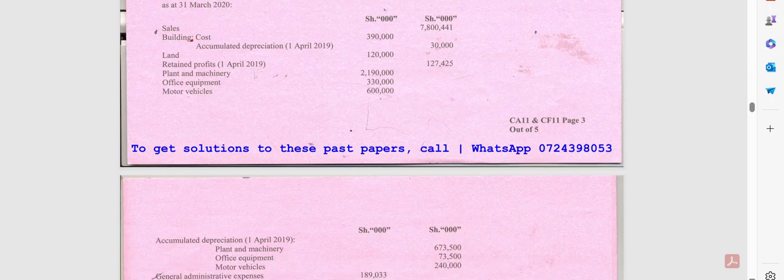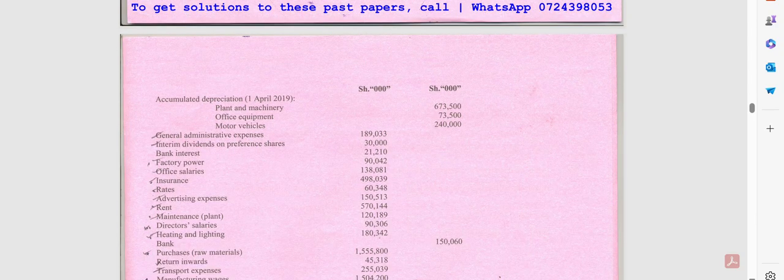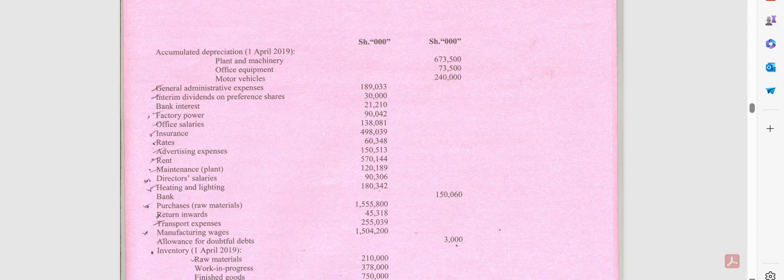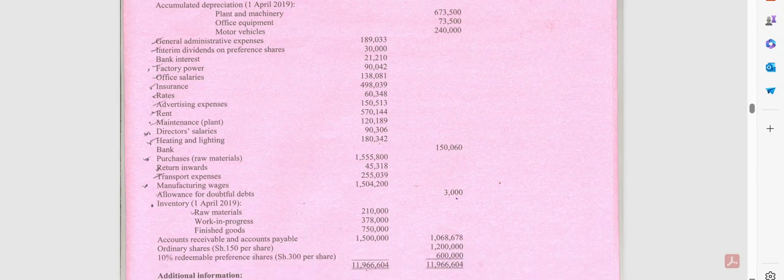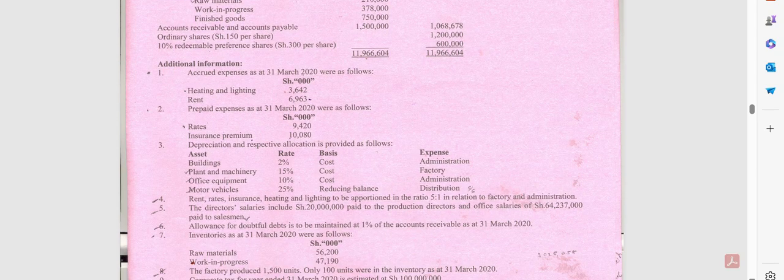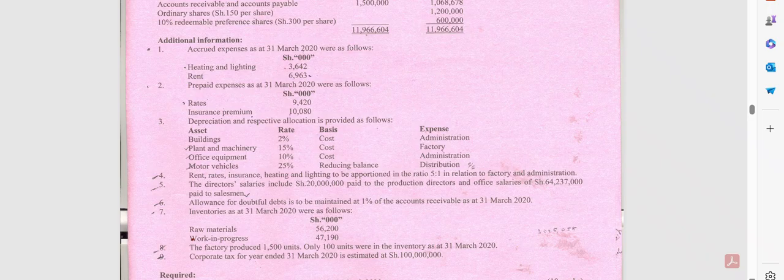So we have there our trial balance. You can see our trial balance. We have the debit side and the credit side. And remember, for the debit side, we only have expenses and assets. On the credit side, we have revenue, capital, and liability. So additional information number 1: accrued expenses as at 31st March 2020. So we have information on accrued expenses.